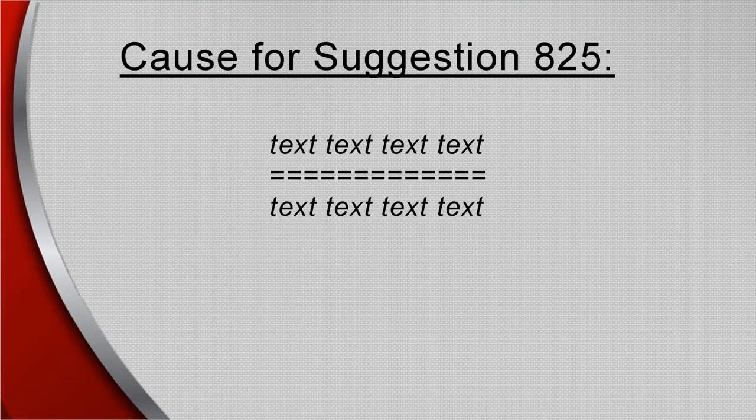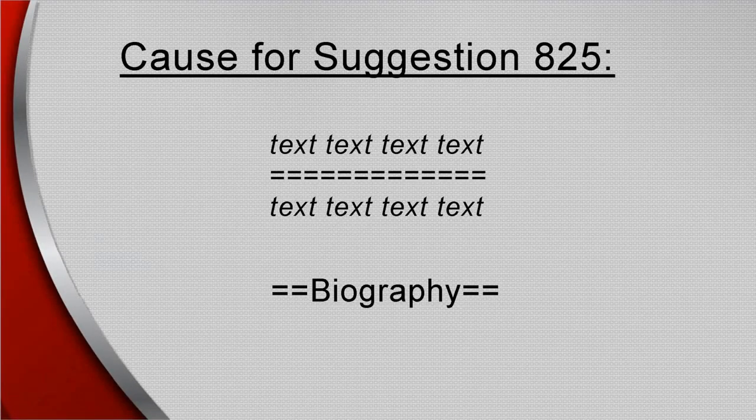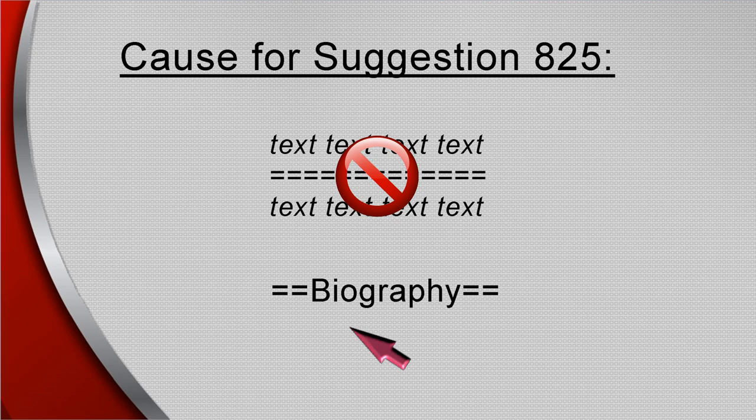Suggestion 825 is caused by using successive equal signs in order to separate topics of text. Separator lines shouldn't be made with equal signs, since equal signs are code used for creating headings. Also, a line of equal signs can run past margins on different computer screens.